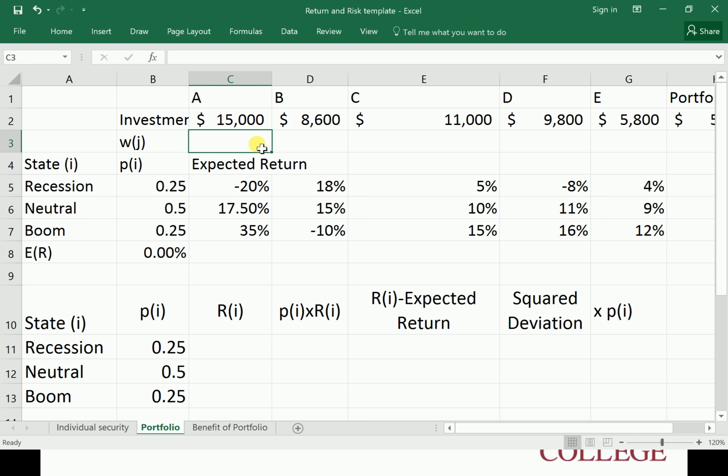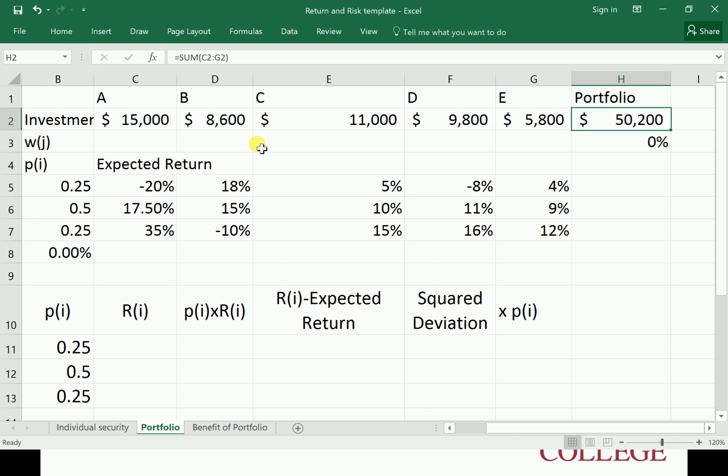So there are 5 stocks: A, B, C, D, E, and 15,000 invested in A, 8,600 in B, 11,000 in C, 9,800 in D, 5,800 in E. So total investment is $50,200. Now how to find the weight? Weight is simple. The investment in A divided by what? Total investment. So 29.88% for A.